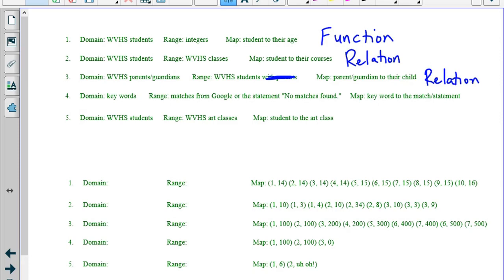Number four, keywords, range, matches from Google, or the statement no match is found. So it's going to be matched to some number that relates to how many matches they have, or the statement no match is found, or like zero or something. So does every keyword have a number of matches, or no matches? Yes. Does every keyword have exactly one of those things? Yes. So in this case, this is a function.